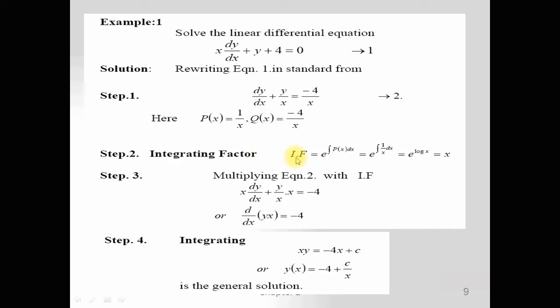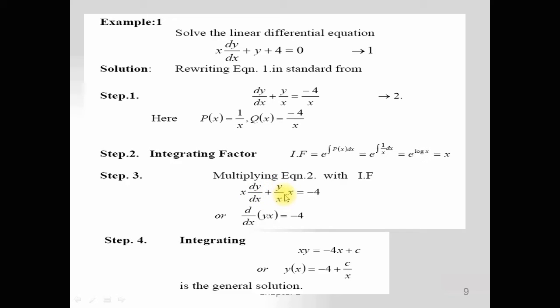Now find the integral factor. e power integration of p function with respect to x, e power integral of 1 over x dx is equal to e power log of x, which is equal to x. So this is the integral factor. Now dear students, multiplying this integral factor to the given linear differential equation, we obtain x dy by dx plus y by x into x.